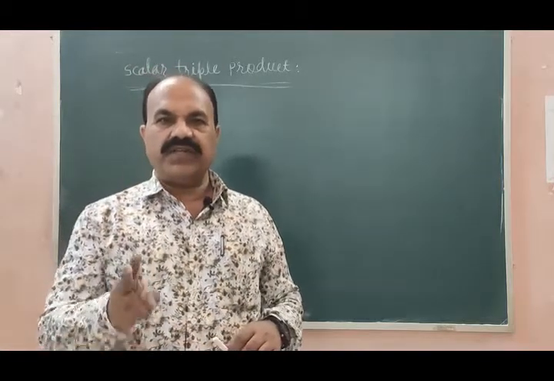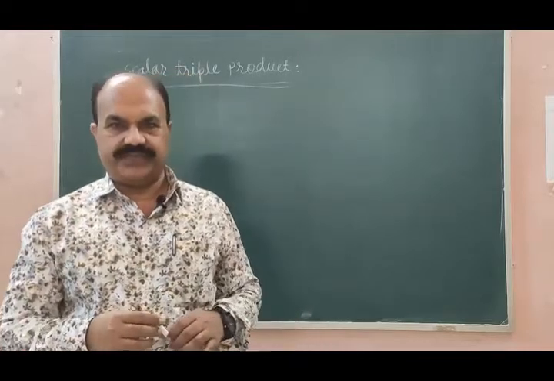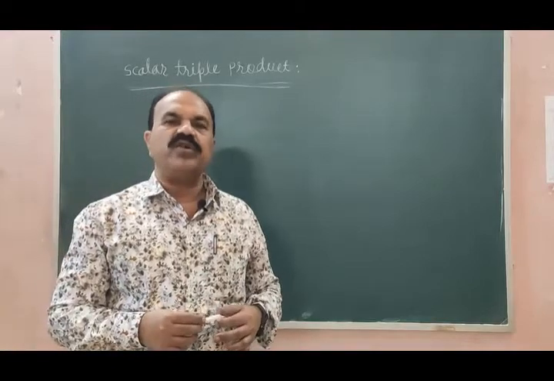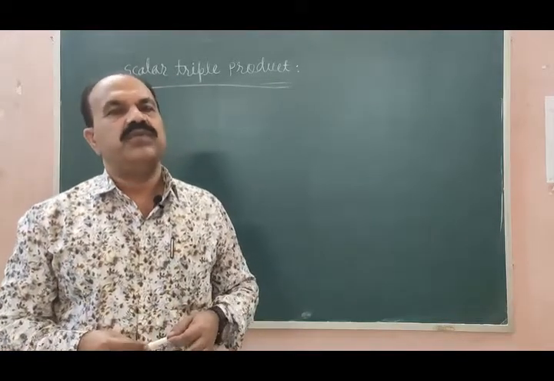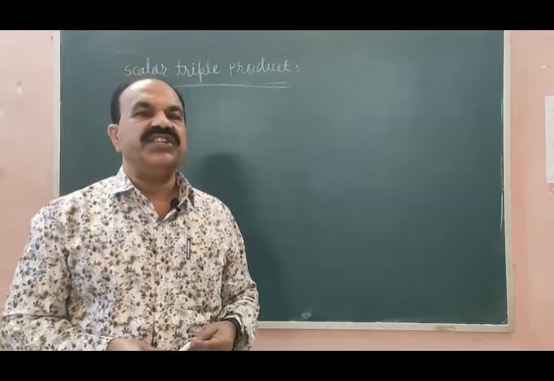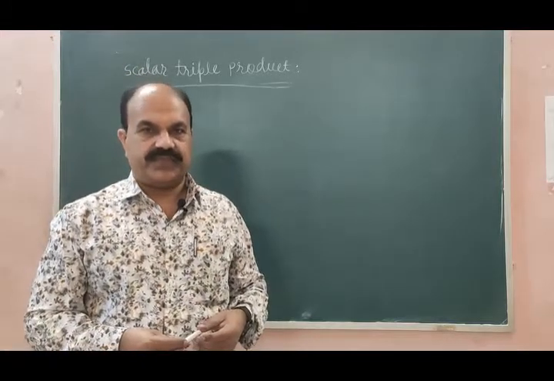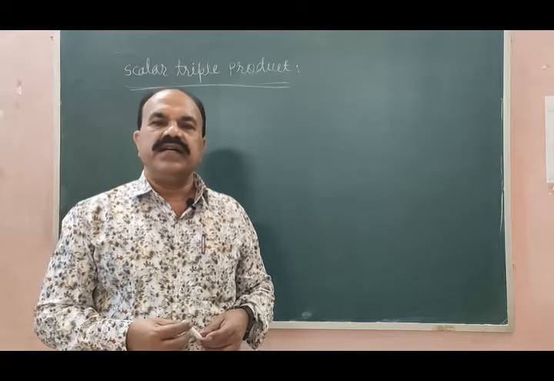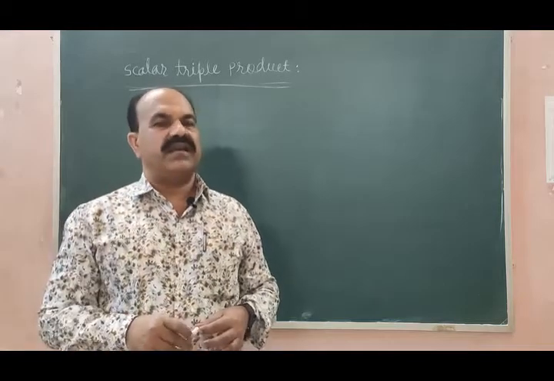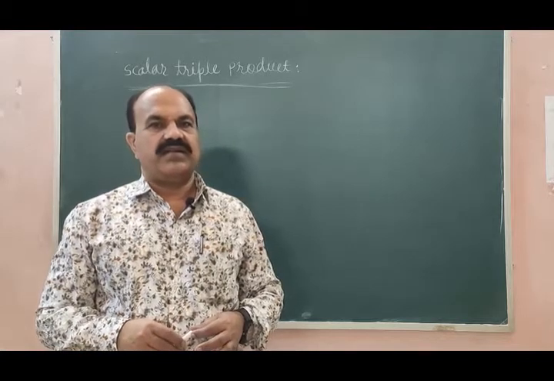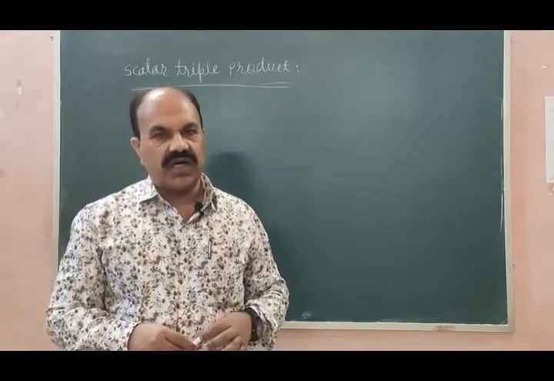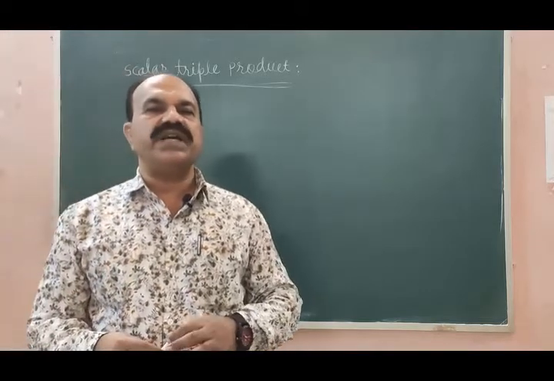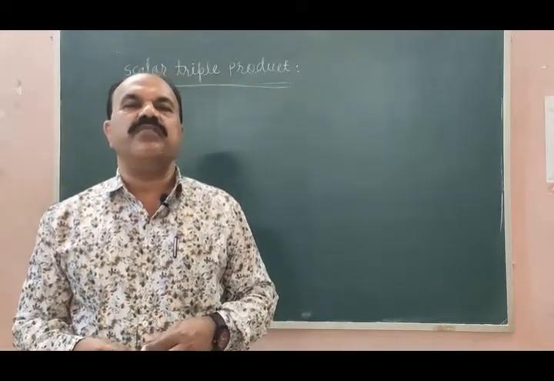We are given three vectors. We have to take product of these three vectors. We have to combine these three vectors such that the result will be a scalar. Such a product of three vectors is known as scalar triple product.